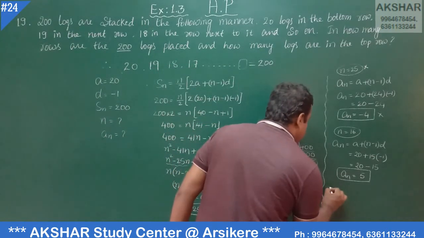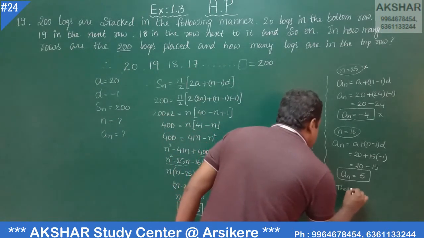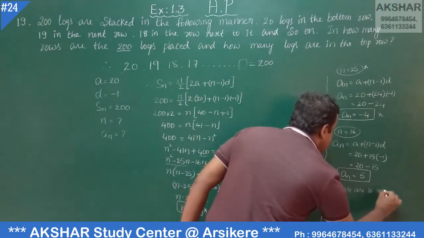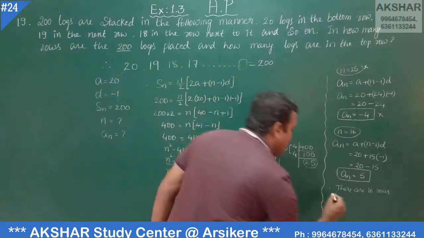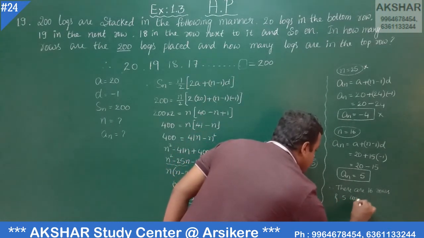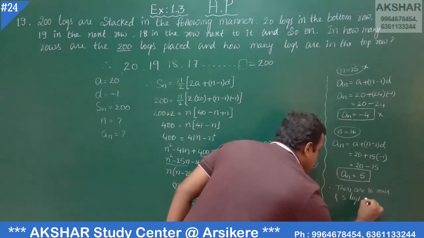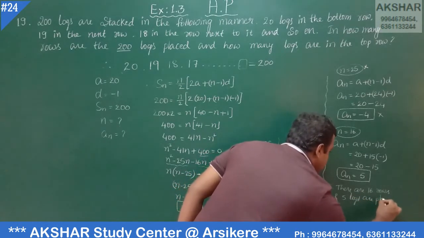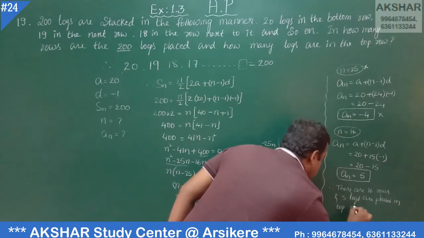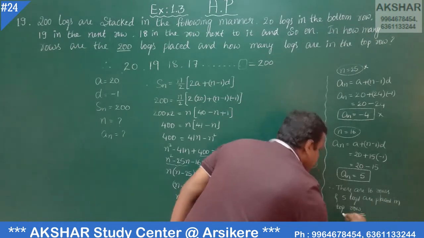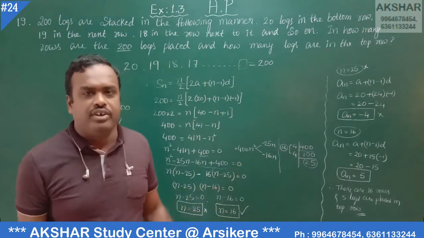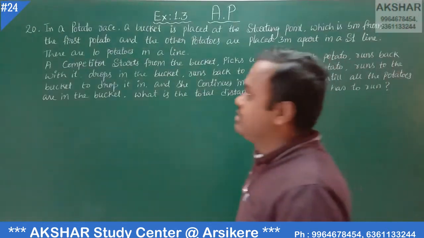Okay, therefore there are 16 rows and 5 logs are placed in the top row. This is the solution for this question. Have you understood? Fine. Yes children.